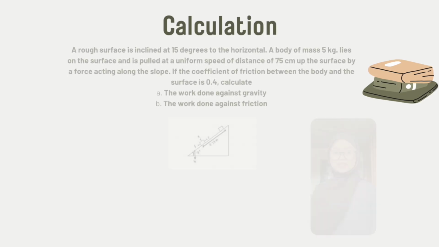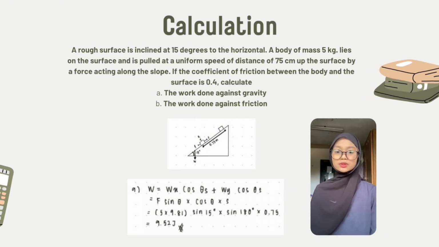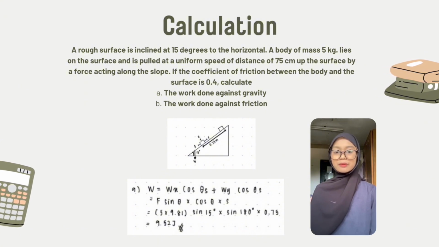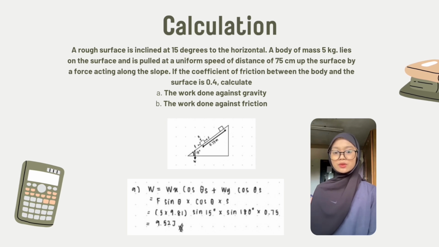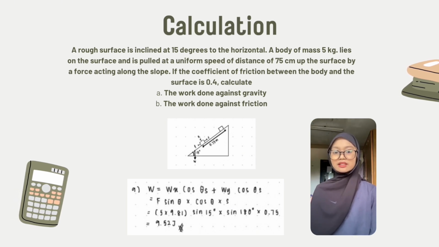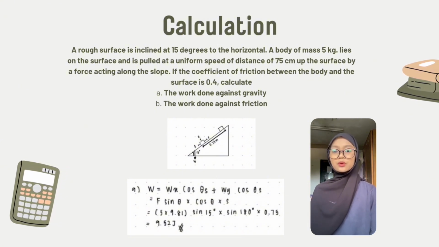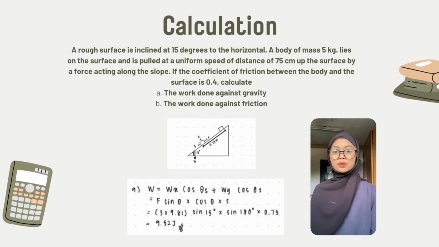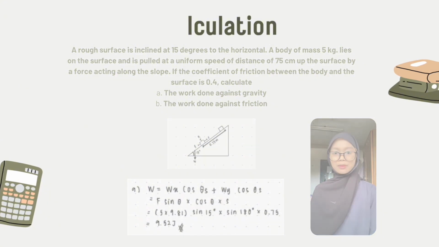Let's go. To calculate the work done against gravity, we first need the component of the weight acting along the slope, that is given by W equals M multiplied by G multiplied by sin theta multiplied by S, where M is the mass equals 5 kg, G is acceleration due to gravity equals 9.81 m/s squared, theta is the angle equals 15 degrees, S is the distance equals 0.75 meters. So we calculate W equals 5 multiplied by 9.81 multiplied by sin 15 multiplied by 0.75 equals 9.52 joules. This is the energy required to overcome the component of gravity pulling the object back down.